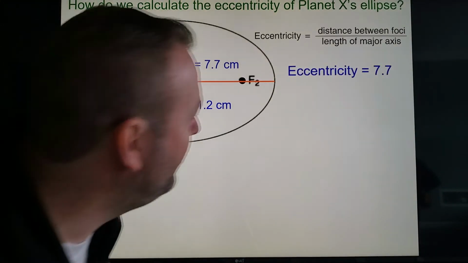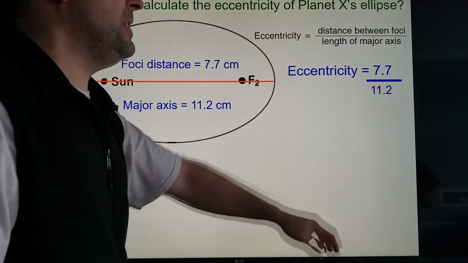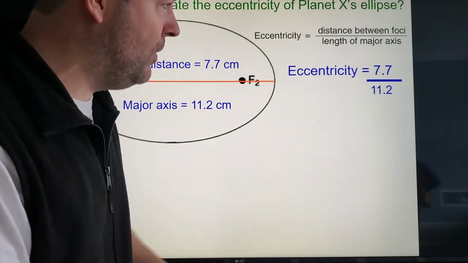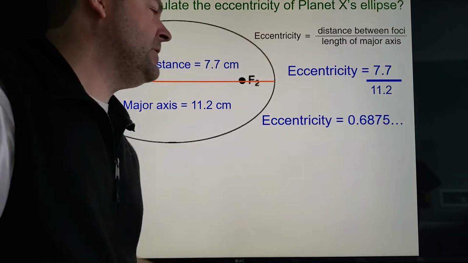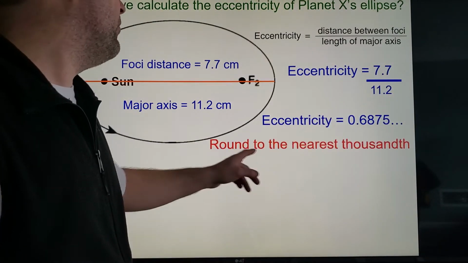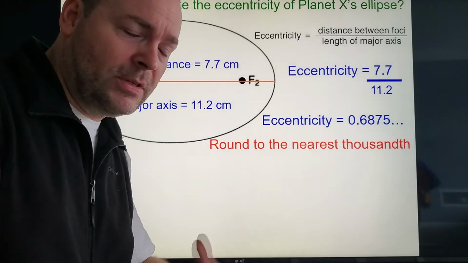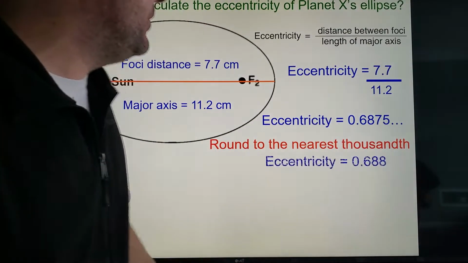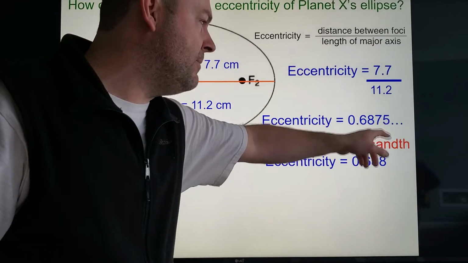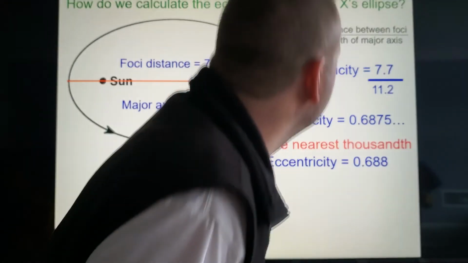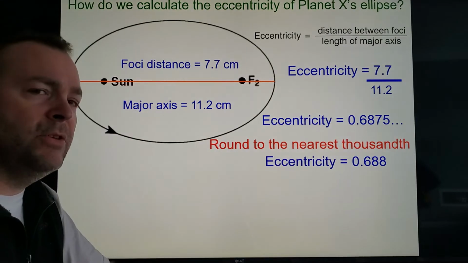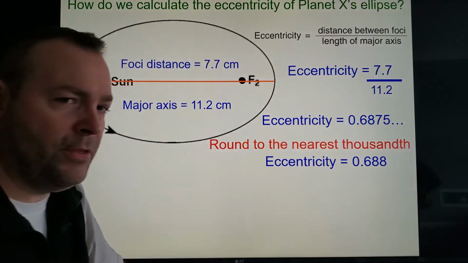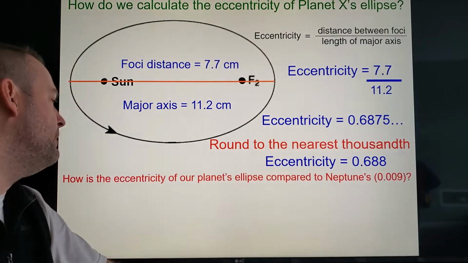Now I'm going to put them into the formula. 7.7 divided by 11.2, it's got to come out between 0 and 1, if you recall. And there it is, a 0.6875. All right, I'm going to round that to the nearest thousandth. That's what we often do. So if I round that, it becomes 0.688, right? The 5 rounds up, and there it is. And those are the numbers you see on the chart, right? 3 numbers after the decimal.